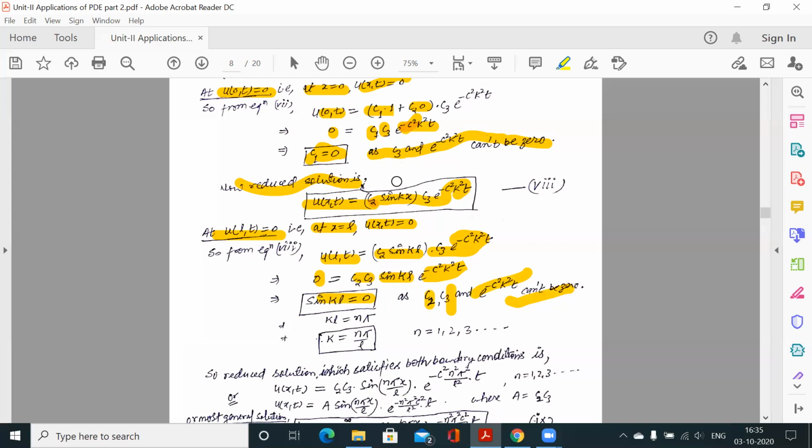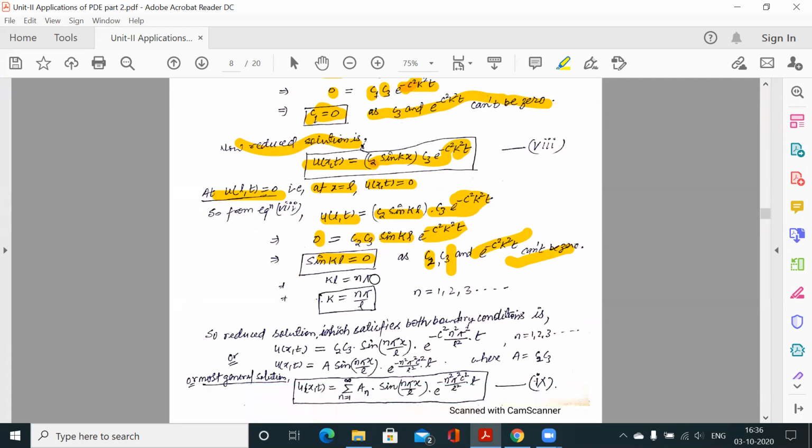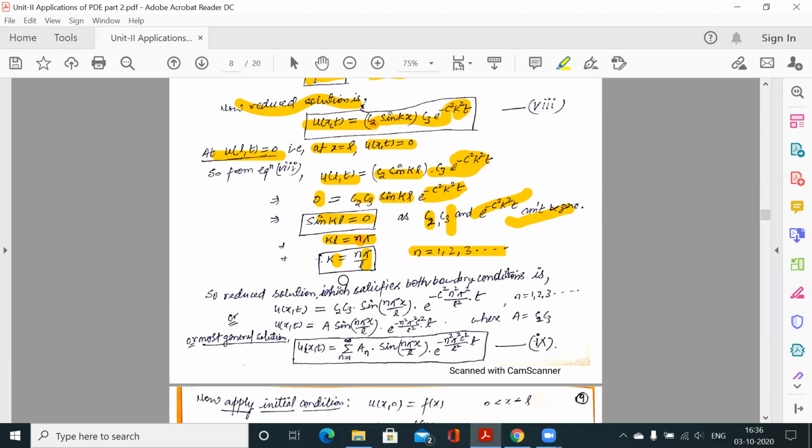If this is sin(kx), again we cannot take sin(kx) as 0, because otherwise the solution would be 0. So only one possibility is there: sin(kL) is 0, and sin(kL) is 0 when this angle is n pi, since sin of every multiple of pi is 0. So kL would be n pi and k would be n pi by L, and it is satisfied when n is 1 or n is 2 or n is 3 up to infinity. So there are infinite possibilities. k may be pi by L, 2 pi by L, 3 pi by L, 4 pi by L. So k is n pi by L.